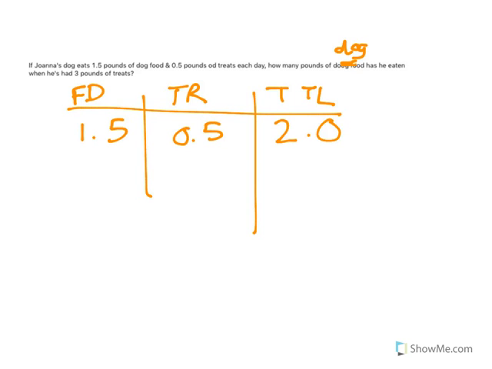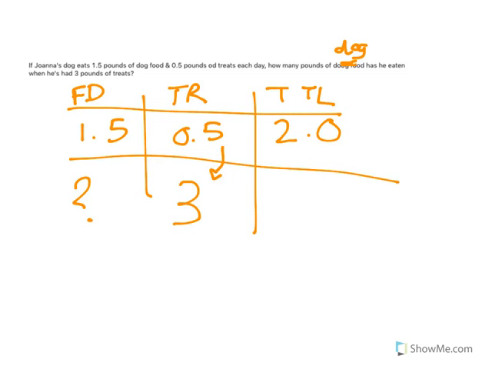So on one day he's eating 2 pounds total, and we want to know when he's eaten 3 pounds of treats, how much dog food has he eaten? So right away we see that this is a ratio question. We made our quick chart.